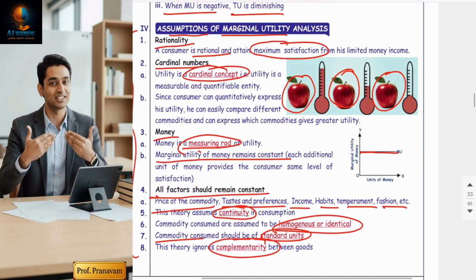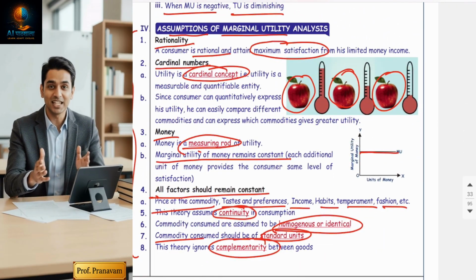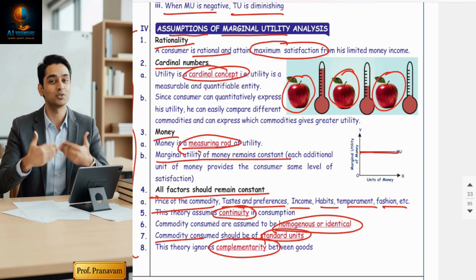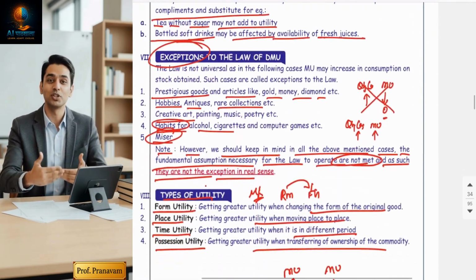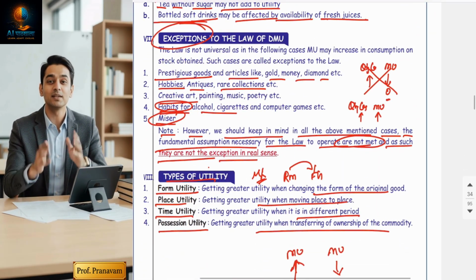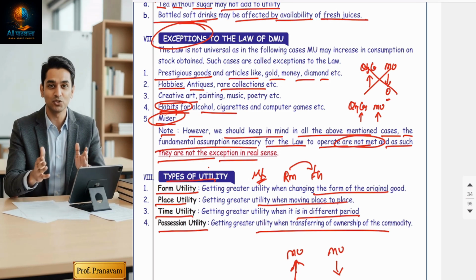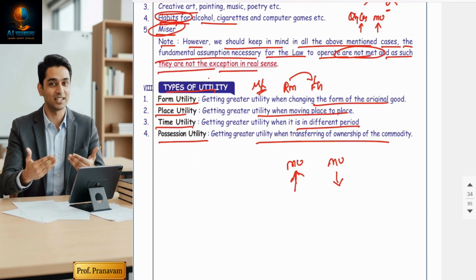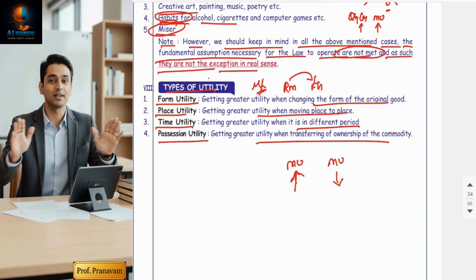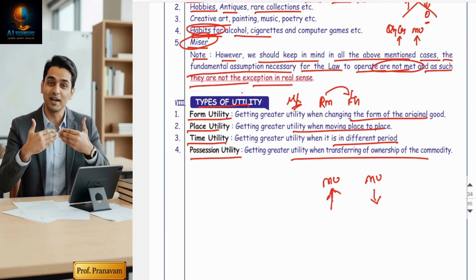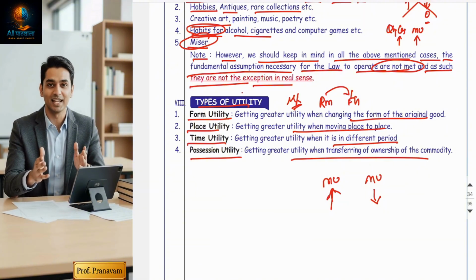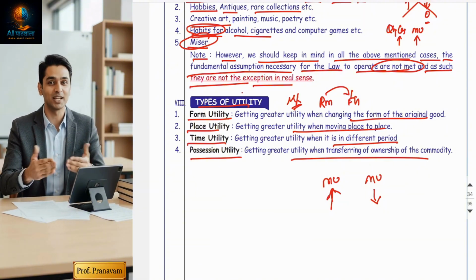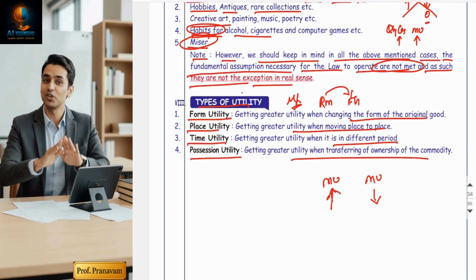DMU, there are a lot of assumptions. DMU assumptions are rationality, continuity, homogeneity, and constant MU of money. These are one-liner assumptions you can keep in mind. Limitations are prestigious goods, hobbies, and compliments, right? And there are four types of utilities. So, friends, this is the short and crisp explanation. Utility explains the rhythm of satisfaction, guys: where it grows, where it slows, and where it stops. Hope you got it.